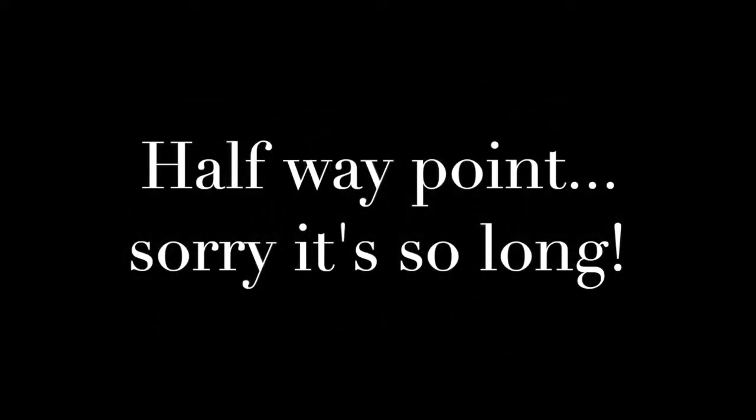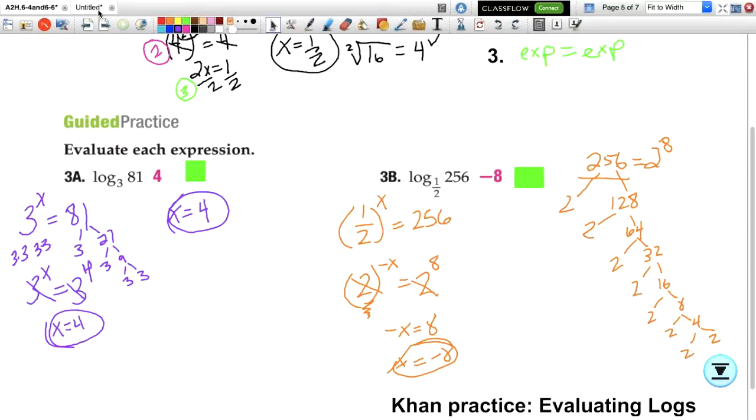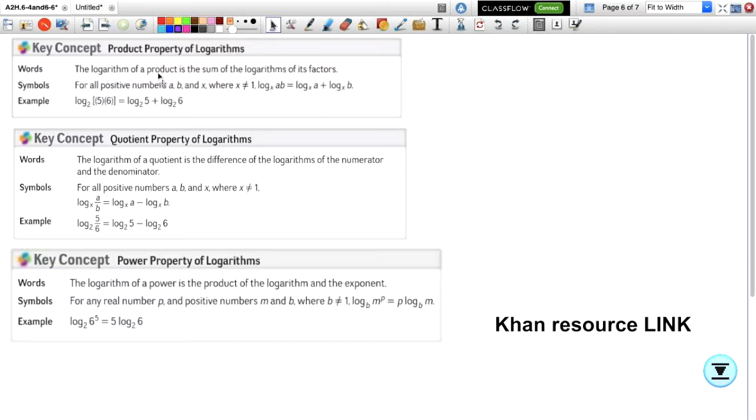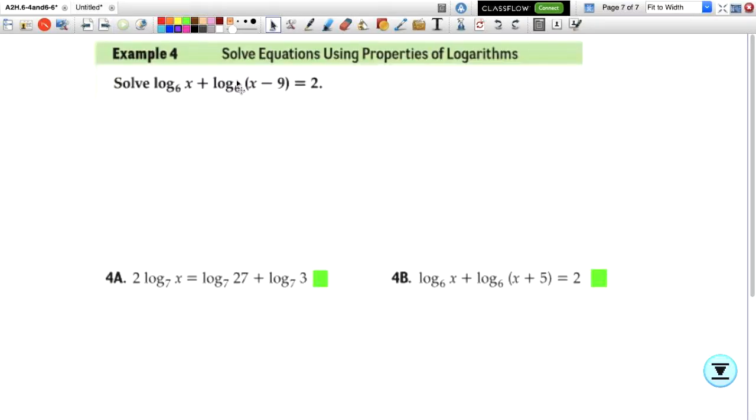All right. So now that we've done some evaluating, I want to talk about the properties of logarithms. And as you can see, there's not a lot of slides left because we're going to actually use a Khan Academy resource link to do some learning about these 3 properties, and then we're going to do 3 solving problems.